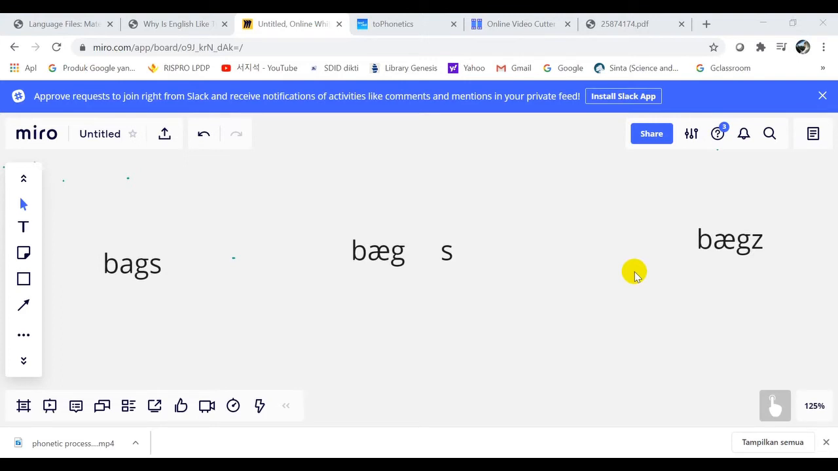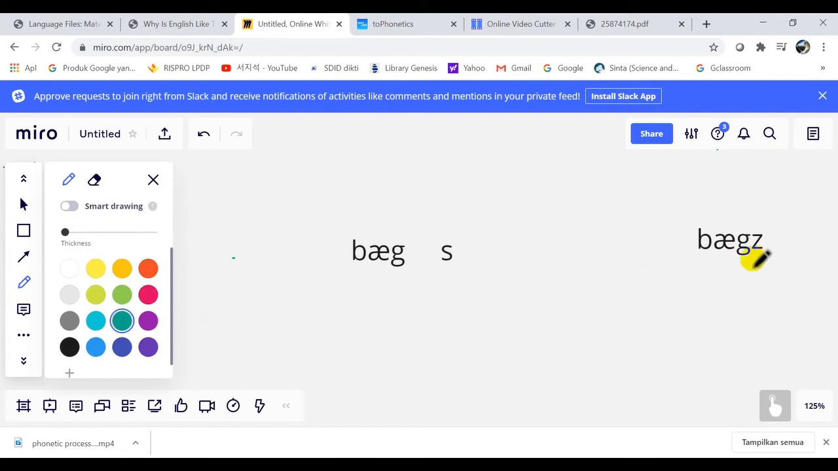Okay, and here is another example of progressive assimilation. Most progressive assimilation happens in the addition of a suffix, like this, for example, suffix s to show plural. In the individual transcription, it will be like this: bag and then s. But in the pronunciation, the sound s will be pronounced as z. So we do not say "bags" with an s, but we say "bagz."